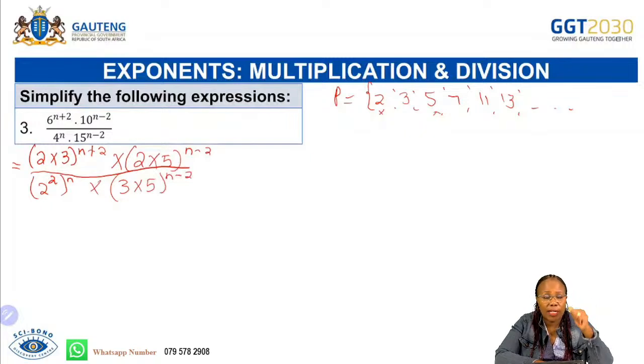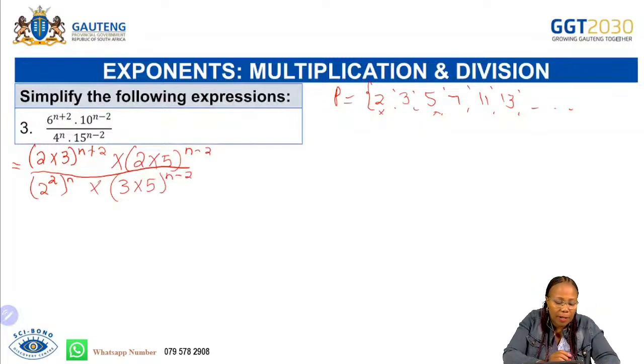And then now, secondly, we are going to remove the brackets throughout. So each child is taking the surname. Do you still remember the rule? Each child is taking the surname. So each base here, 2 will take n plus 2, and also 3 will take n plus 2. And then moving to the next bracket, now each child 2, n minus 2, and then we have 5, n minus 2.